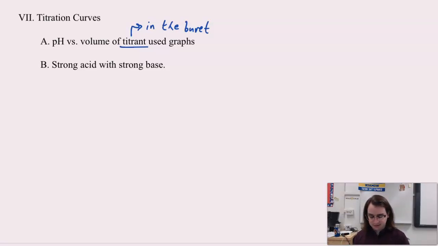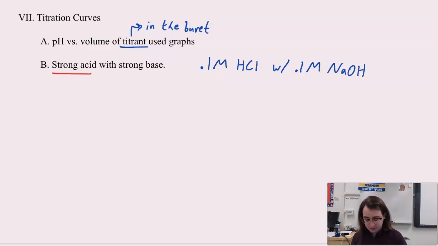Let's do a strong acid with a strong base. Let's say that we have a 0.1 molar HCl, and we're going to titrate that 0.1 molar HCl with 0.1 molar NaOH. And let's get an understanding about what we're looking at here. So the strong acid is the thing that's in the flask, and the strong base is the thing that's in the burette. So this is actually very similar to what we did in our lab, where the flask was our HCl and our burette was our NaOH.